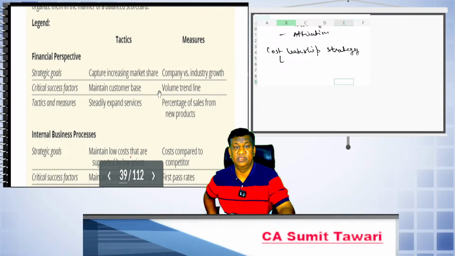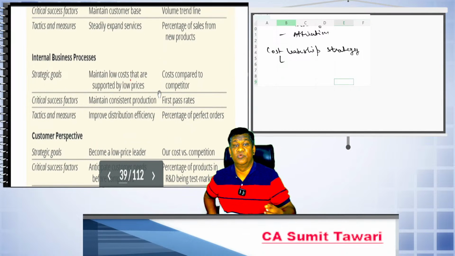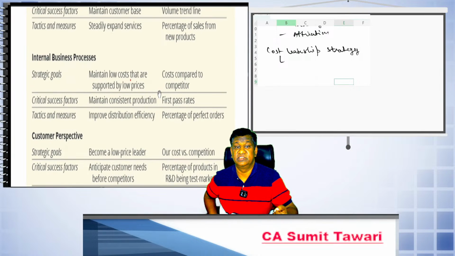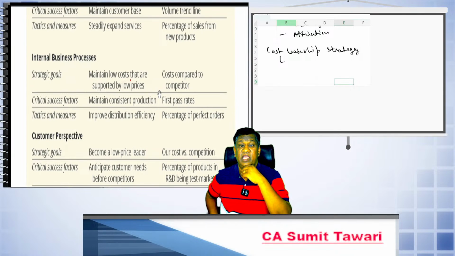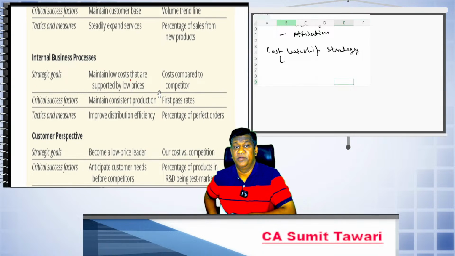The same way for the internal business strategic goal: maintain low costs that are supported by low prices; critical success factor: maintain consistent production; tactics and measure: improve distribution efficiency. So you can measure cost compared to the competitor, first pass rate, and percentage of perfect orders.